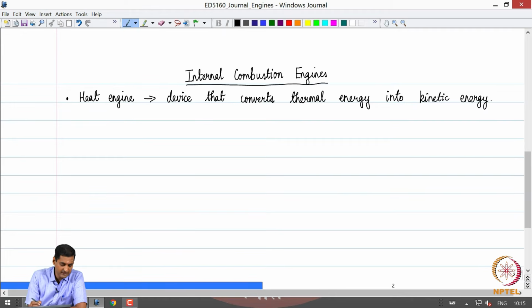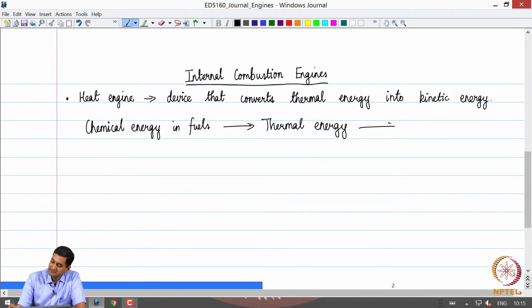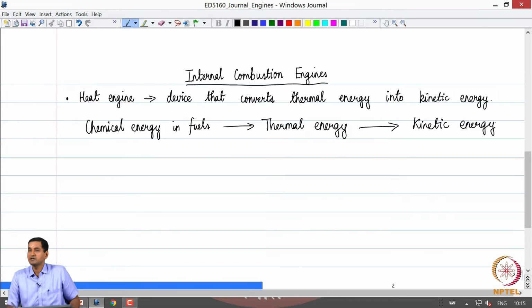So, as far as internal combustion engines or automobiles are concerned, what typically happens is that the chemical energy stored in fuels is first converted to thermal energy by the process of combustion, right, and then converted to kinetic energy, right, by using appropriate mechanisms, and which is used to propel the vehicle, right, through the wheel assemblies. So, that is what happens in a typical automotive engine, right.